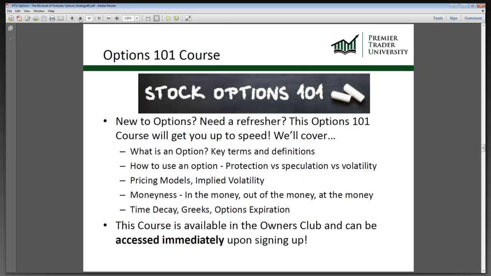The one-on-one course, I mentioned this. This is really designed to get those newer traders up to speed. Key terms and definitions, how to use an option, what affects the price of an option, how the prices are affected by different inputs. We'll talk about the Greeks, some of the slightly more advanced topics. So walking away from the one-on-one course, you'll really be ready for the two-day session coming up here, and we'll talk about that in more detail in just a second. This course is available immediately. These are recorded videos that you can watch on the owner's site today.